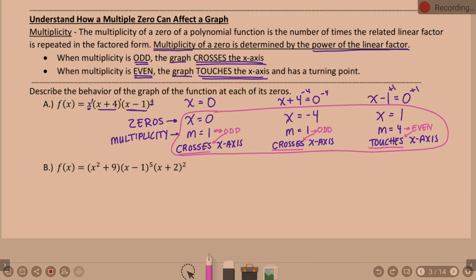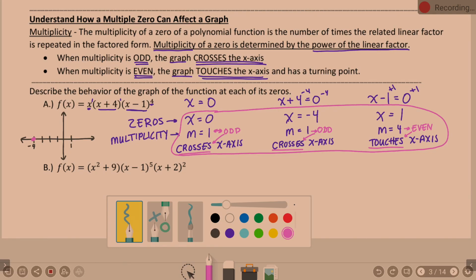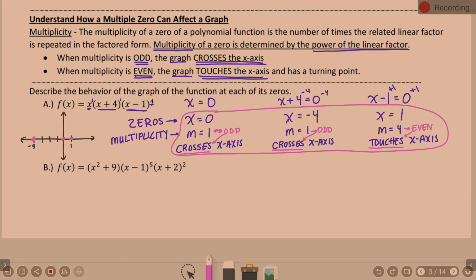Okay? Now, you're not being asked to do this, but I'm going to show, just so you can get an idea of what this looks like as a graph. I'm just going to sketch a small little graph over here. And again, it's just so you guys can see the difference of touch and cross. We know we had zeros at negative 4, 0, and 1, yes? That was the first thing we found. So we know there's points there.